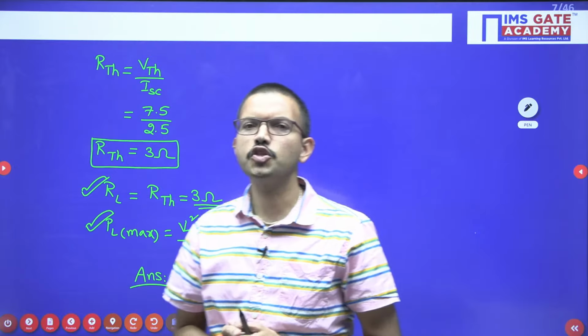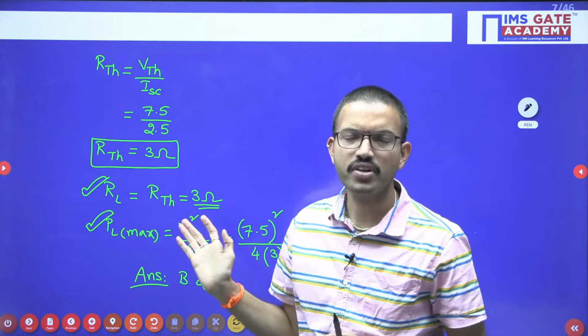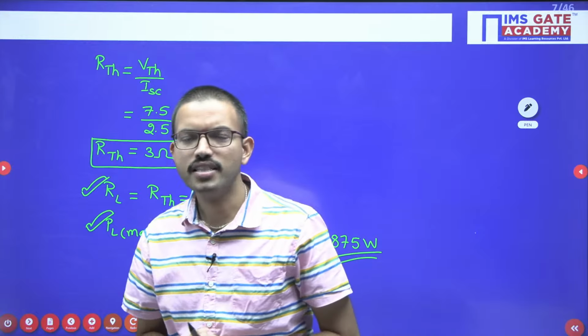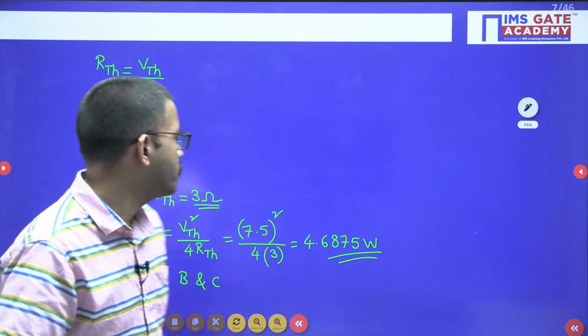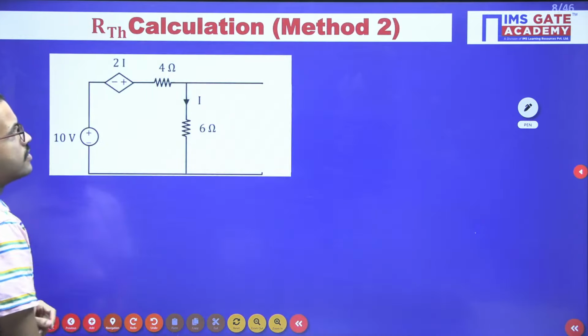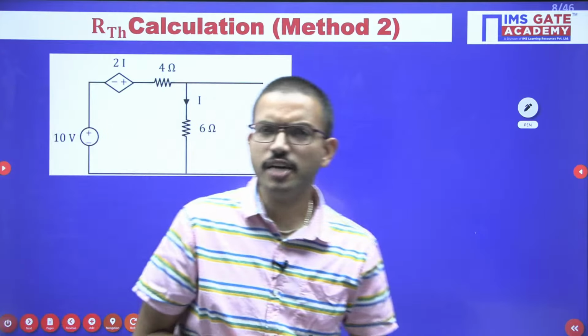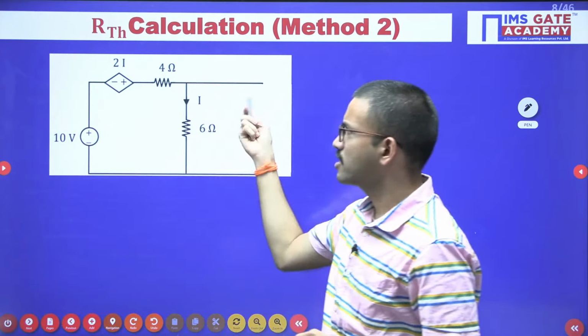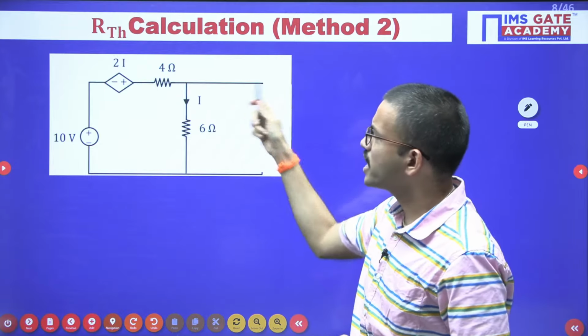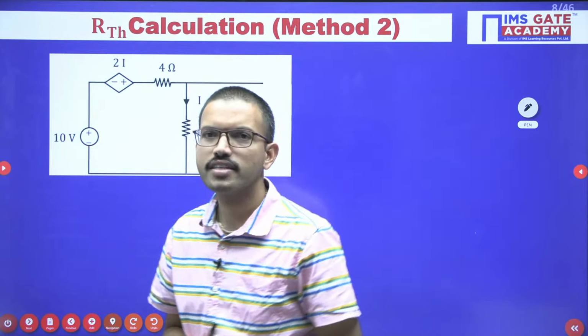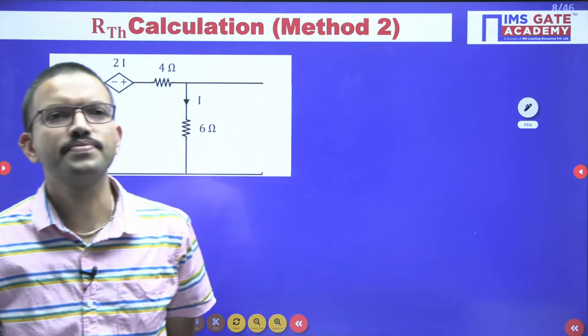With the help of that method also, you can find the R_L value, right? So can you guess what is the method that I am going to discuss now in order to find R_L? Now I am going to discuss the second method regarding R_TH calculation. R_L is nothing but R_TH. So regarding R_TH, I am going to discuss the second method. Any guess?